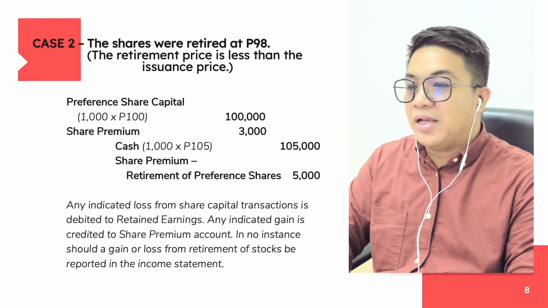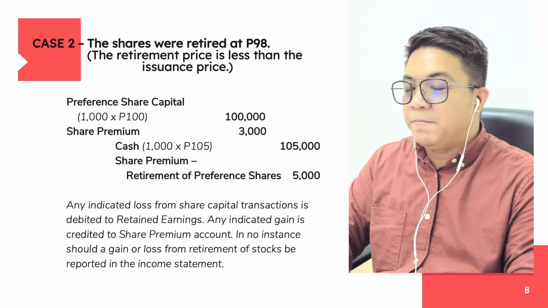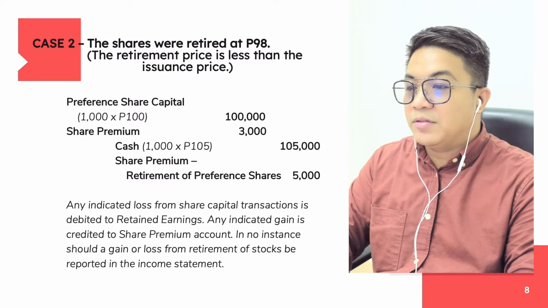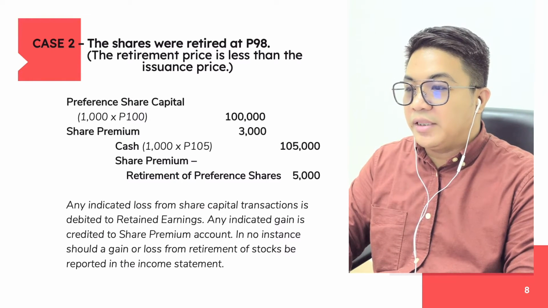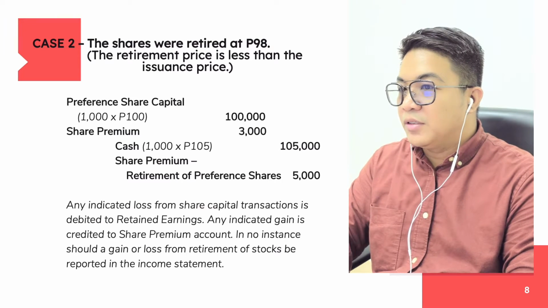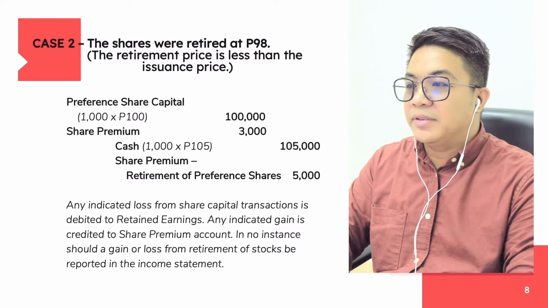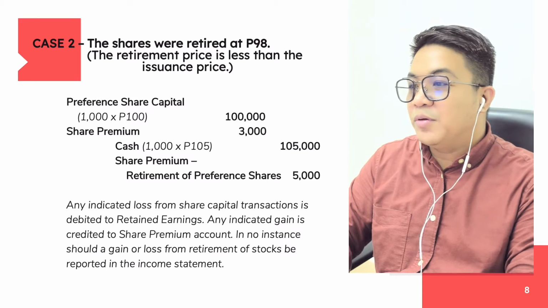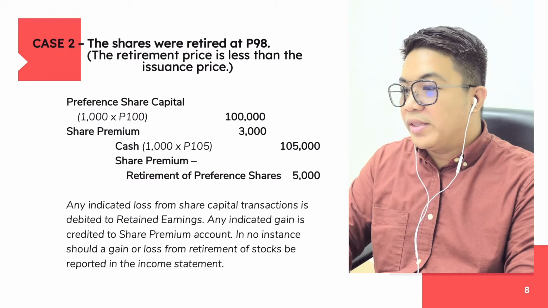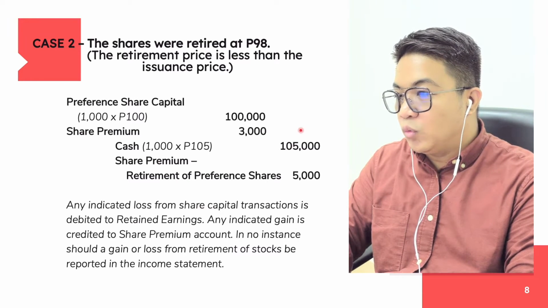Okay, meron nga. So, this should be, instead of 100,000, that should be 98. Right? So, 98,000 dapat. Okay, yung, instead of 105, just change it to 1,000. Okay, I'll try to, this one.